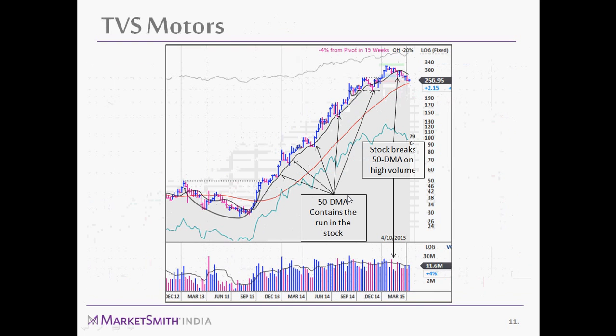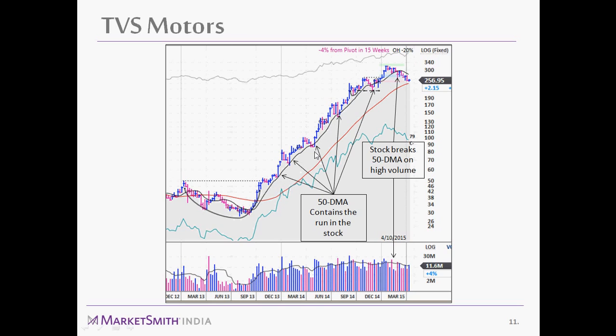Let's look at another example. TVS Motors. During its run in 2013 to 2015, the stock went up from 50 to 250. That's almost five times. Five times in under 2 years. Again, as I mentioned, the 50 DMA represented by the black line here contains most of the run. It is very unlikely that when such a run happens, it is going to breach its 50-day moving average and not find support.